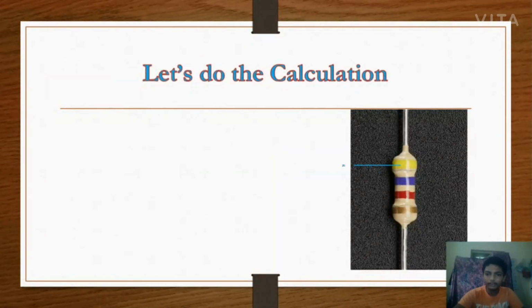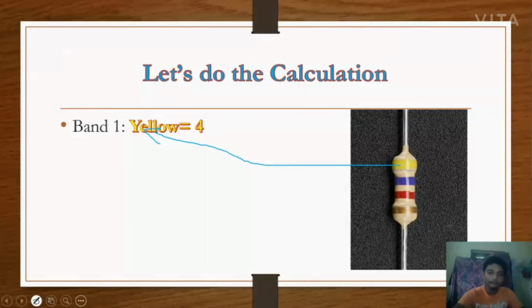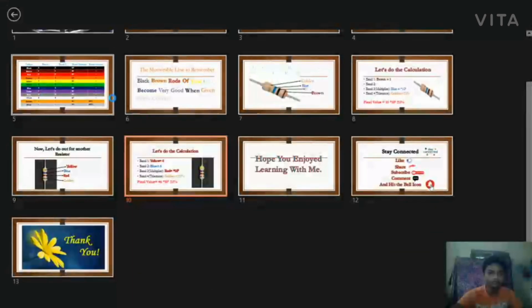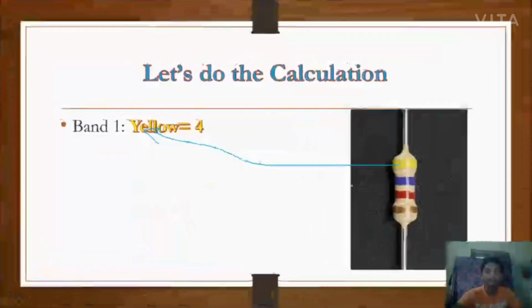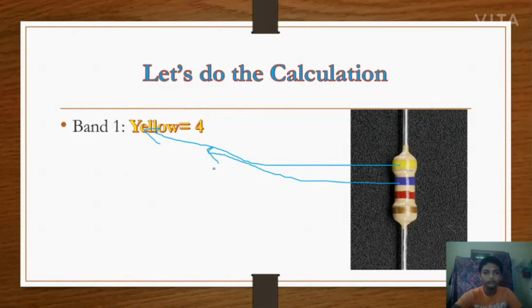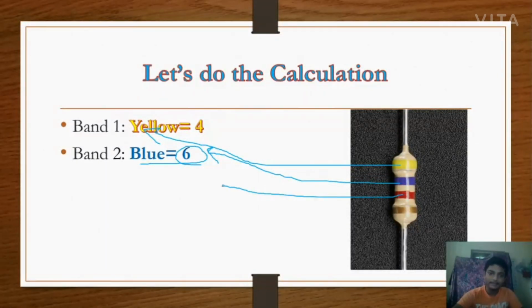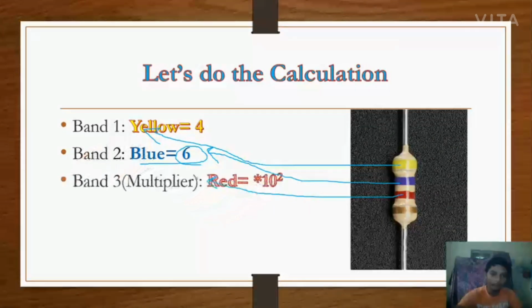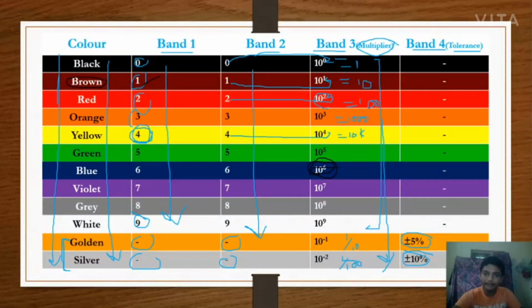Now let's do the calculation. The band 1 value will come here, yellow. Value of yellow is 4. Let's check it out. Value of yellow is 4. Band 1 value of yellow is 4. Now what will be the value of band 2? Blue. Band 2 is blue. Value will be 6. Band 3 value of red is into 10 to the power 2. Let's check it out. Band 3 value, multiplier value of red, 10 to the power 2.